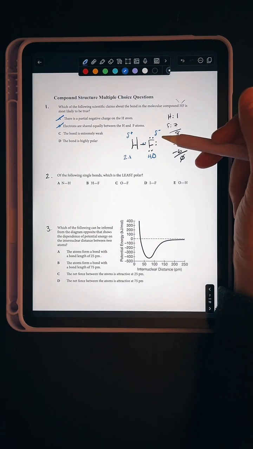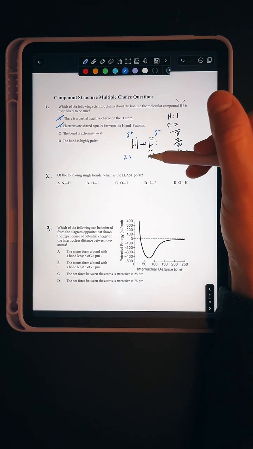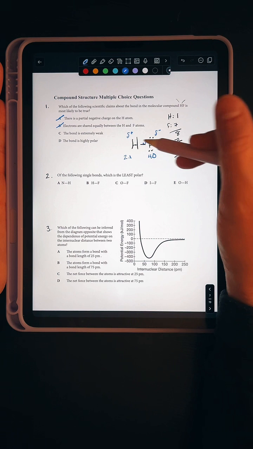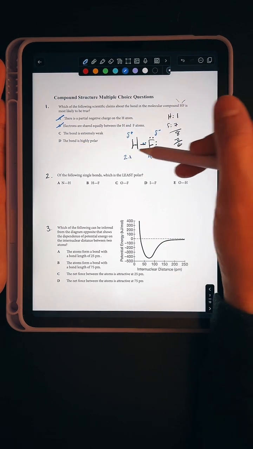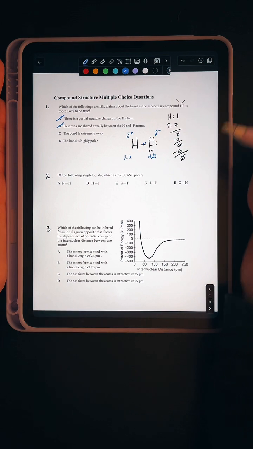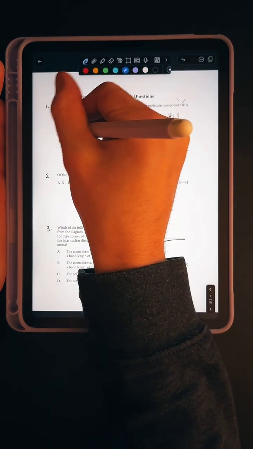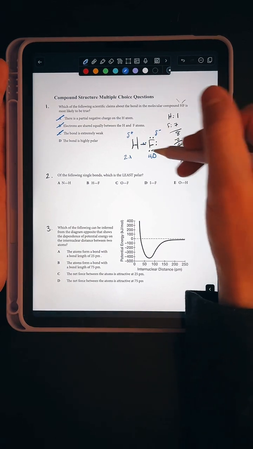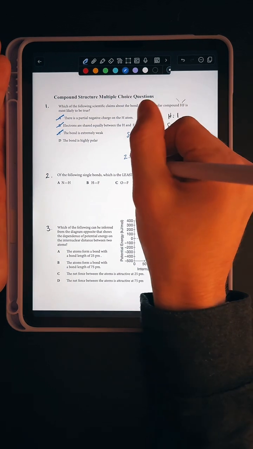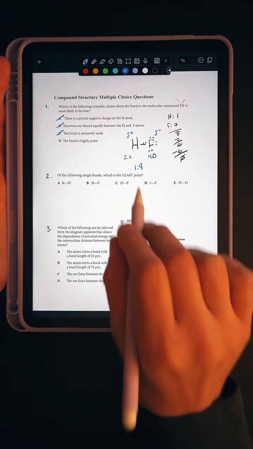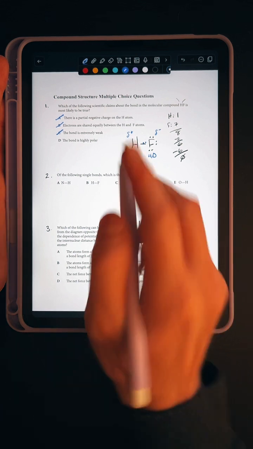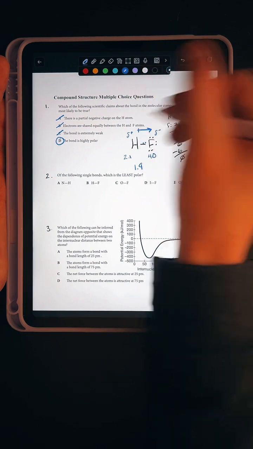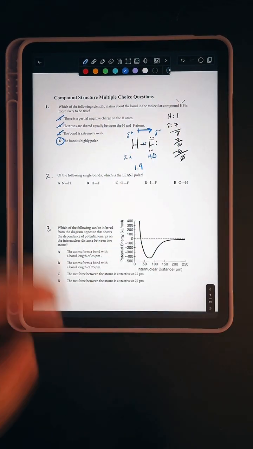The bond is extremely weak. Well, we can't really determine anything based on that. We can't determine how weak something is just based on our electronegativities and stuff, so we can go ahead and cross that one out. And the only one left, the bond is highly polar. Well, we already said that we have a partial negative, partial positive. We have a difference in electronegativity of 1.9, which is very, very high, meaning it is polar. And all polar means is that we have an unequal distribution of electrons. We're favoring one over the other.